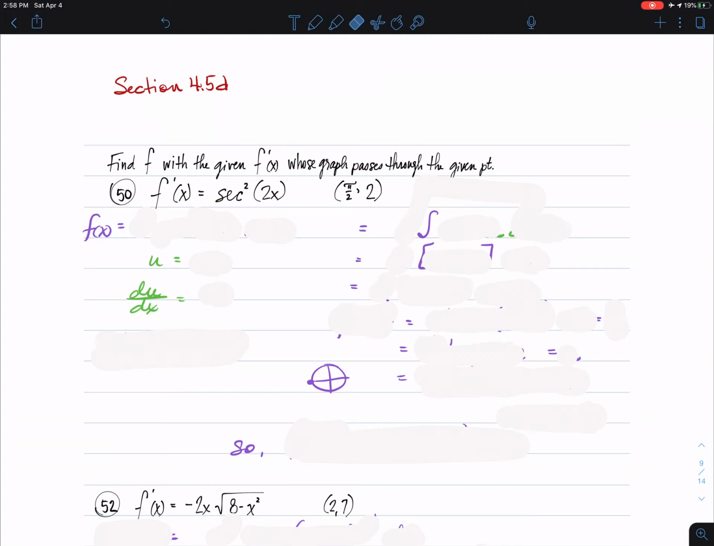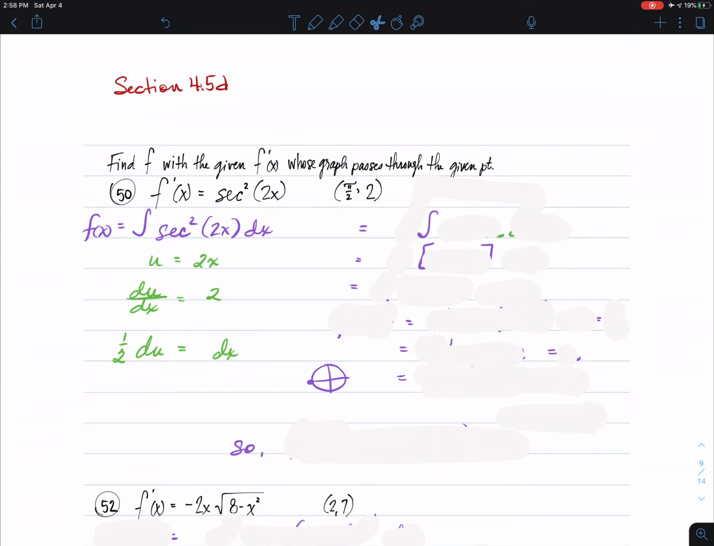So if I want to find f of x, I'm going to use the integral of the derivative. Don't forget your dx. So I'm going to let u be the inside. That's going to be 2x. So the derivative is 2. I'll multiply on both sides by dx. It doesn't look like I'm going to need that 2 though, so I'm going to move it to the left side. All right, now let's start our substitution.